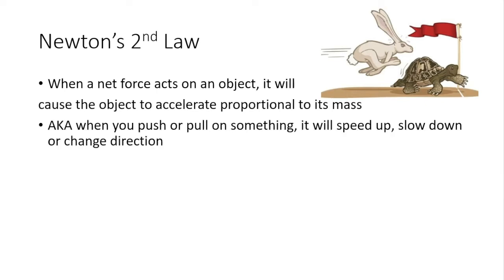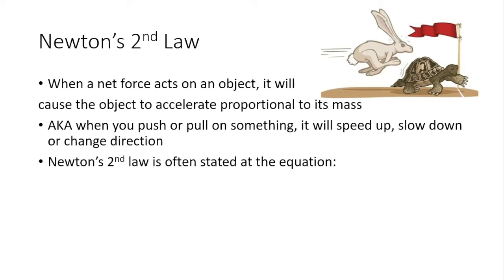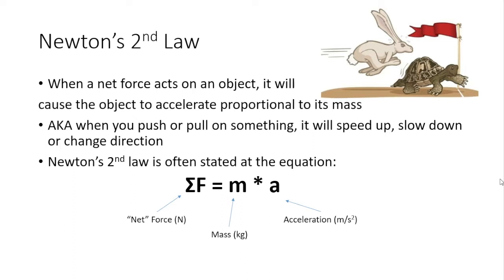And what we mean is that when you push or pull on something, it will either speed up, slow down, or change the direction of that object. Newton's second law is often stated, though, with an equation. This equation is telling us that net force is equal to mass times acceleration. It's important to note that net force has the units of newtons, which we represent by a capital letter N. Mass is going to have the units of kilograms, and acceleration has the units of meters per second squared.